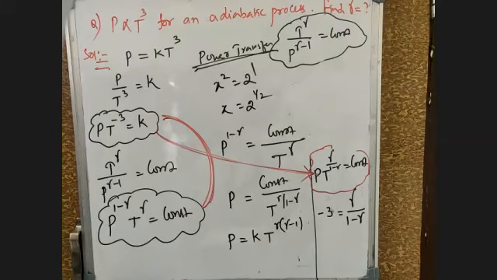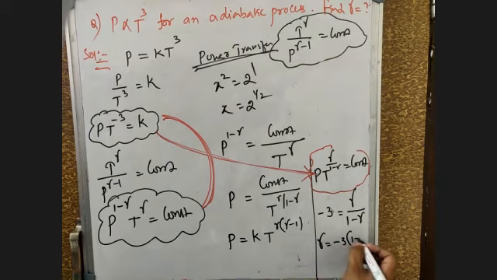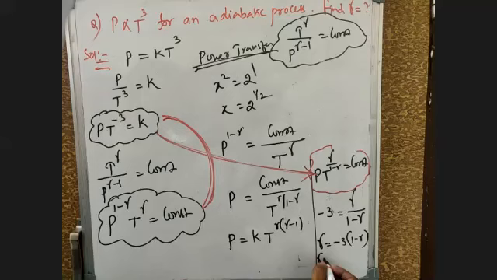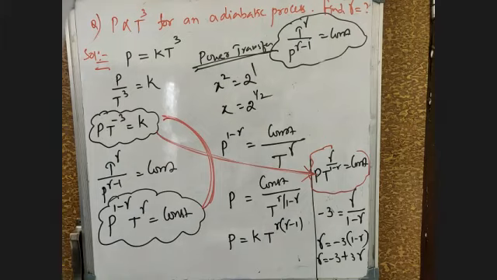So it is gamma by 1 minus gamma is equal to minus 3. Now just simplify this one. Gamma is equal to minus 3 into 1 minus gamma. So gamma is equal to minus 3, minus of minus, that will become plus 3 times gamma. All the gamma terms, if we take on one side, that will become 2 gamma is equal to 3.